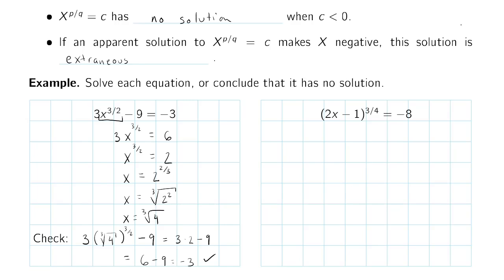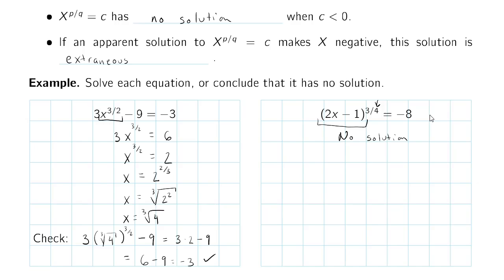Here we have 2x minus 1 to the 3/4 equals -8. Our power expression is isolated. We see that we have an even denominator. So this equation says an even root equals a negative number. It has no solution. Once we recognize that we have no solution, we stop doing algebra. So there's nothing else to do on that one.